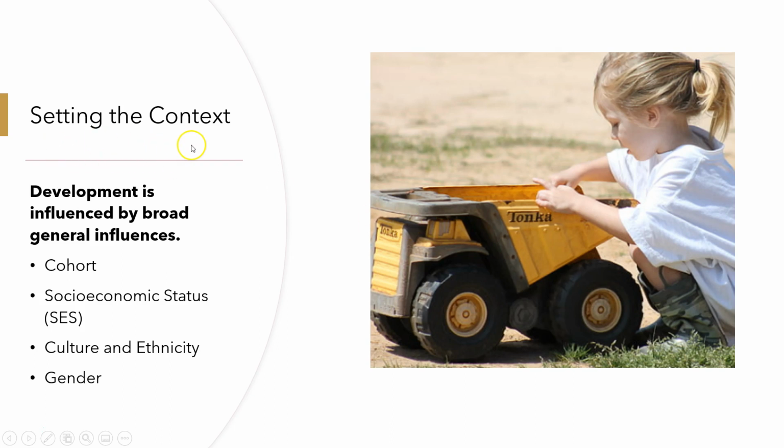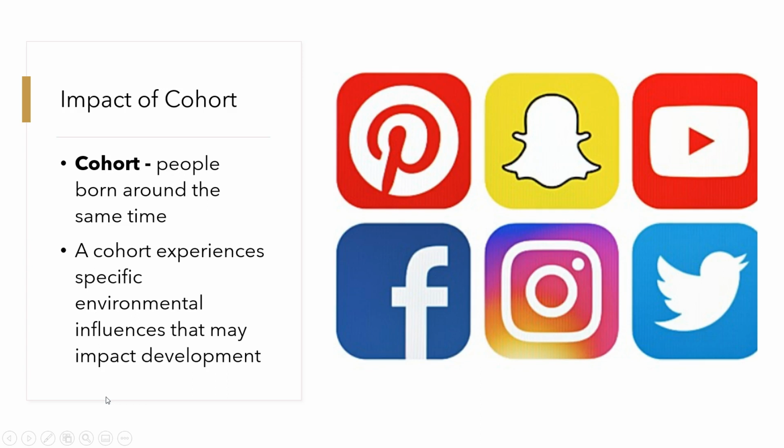So when we talk about setting the context, we know that development is influenced by a very broad number of influences. We're going to talk about 4 of them. There are many more than this, but to sort of set the stage here, we're going to talk about how cohort, socioeconomic status, culture and ethnicity, and gender affect development.